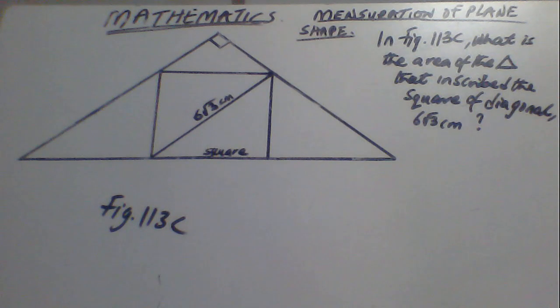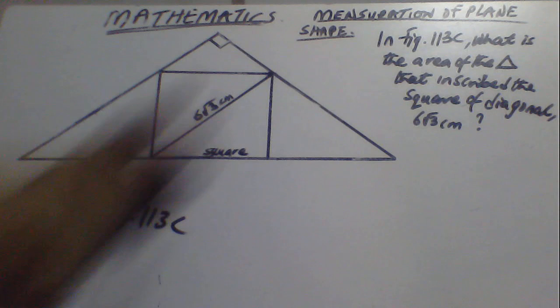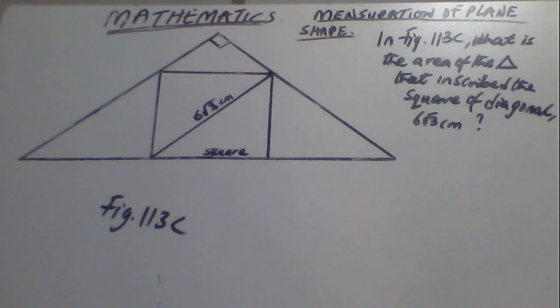In this case, the square has a diagonal of 6 root 3 cm. In figure 11.3c, what is the area of the triangle that inscribed the square of diagonal 6 root 3 cm? So, how do we solve this type of problem?